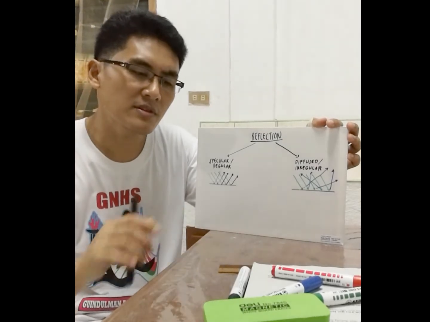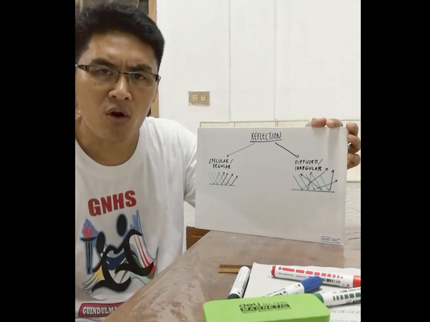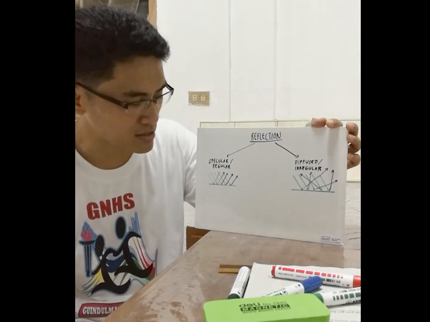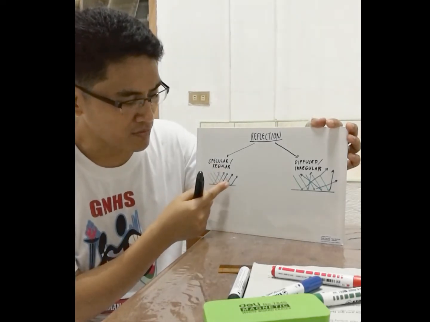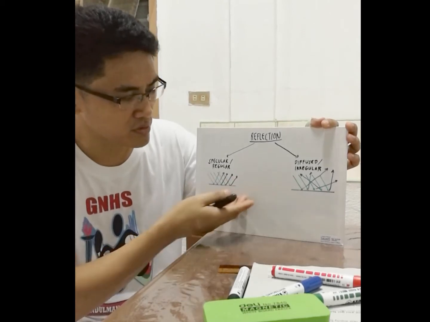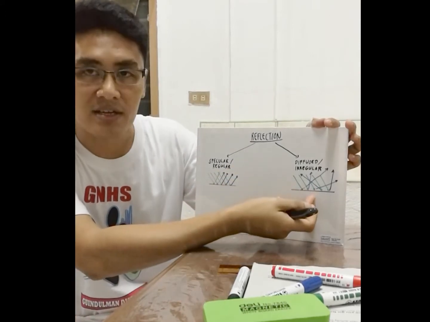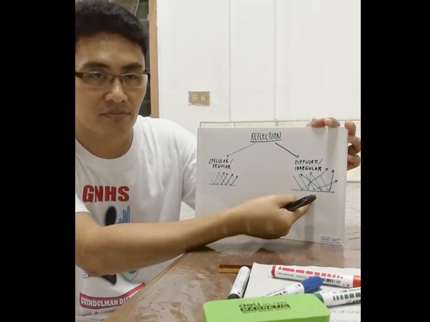Now, you might be thinking, didn't we have a law of reflection that dictates what the angle of the reflected ray is? Then how come you have two types of reflection? Doesn't this violate that law?